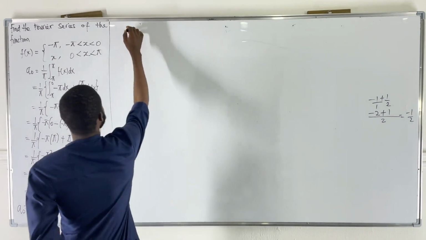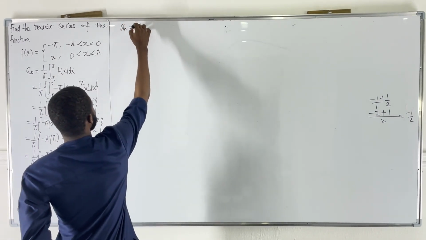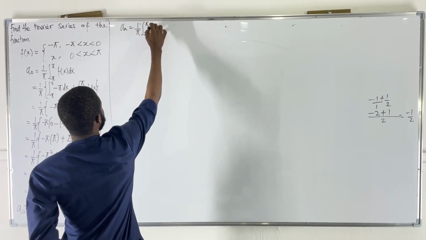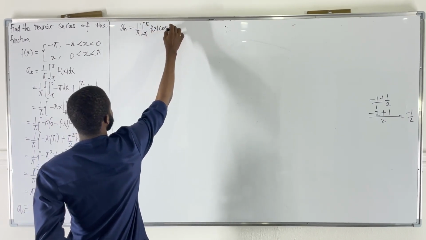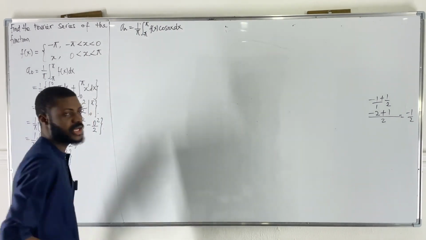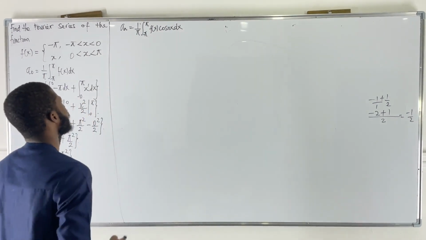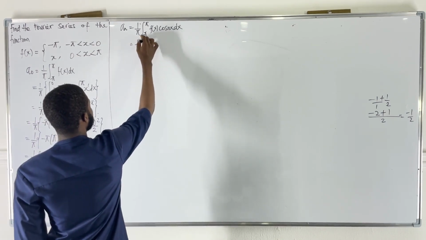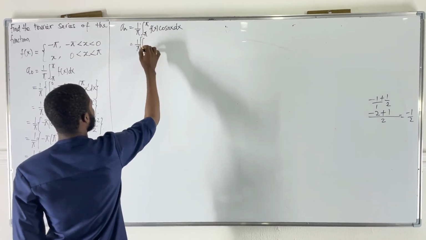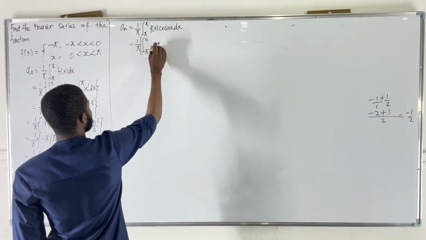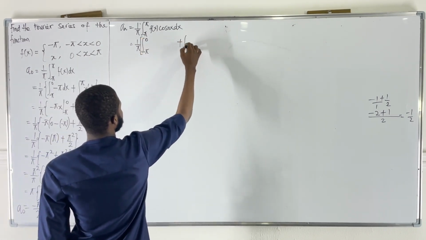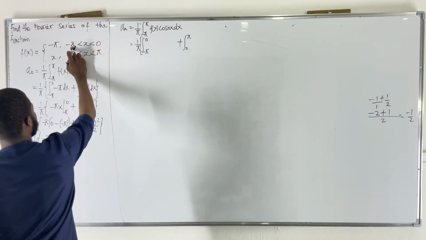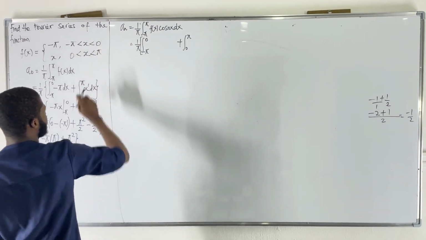All right, a sub n. So this is 1 over pi, integral from minus pi to pi, f of x cos nx dx. So that's what we have for a sub n. So this will be 1 over pi, integral from, we're going to break the integral. Then we're going to have minus pi to 0, and then 0 to pi, because our integral was split.